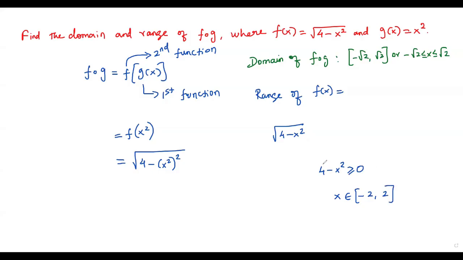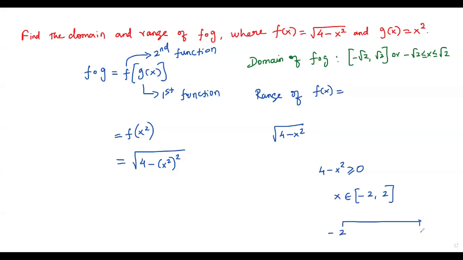That is, 4 can be written as 2 squared, and like whatever I've done in the previous part, in a similar way we have to factor this expression and solve, and we'll get the domain. This is the domain for f of x, I mean for this square root of 4 minus x squared. Okay, let me mark negative 2 and positive 2 on the number line.